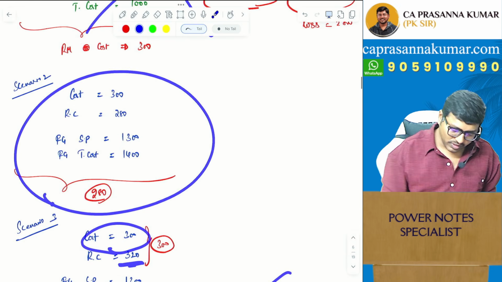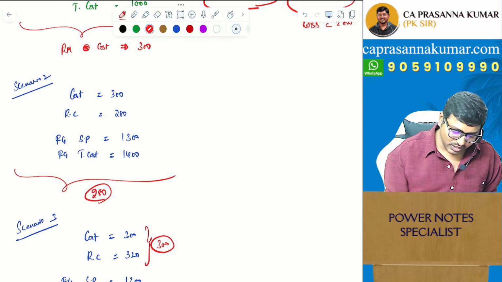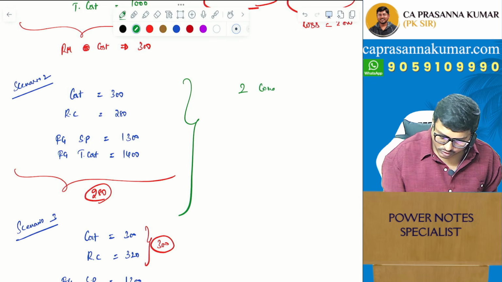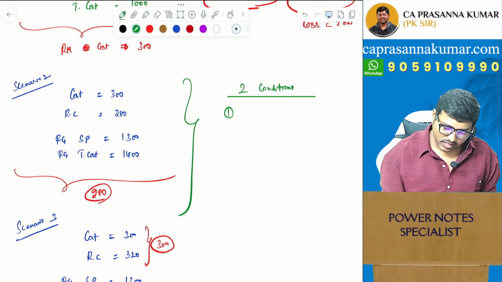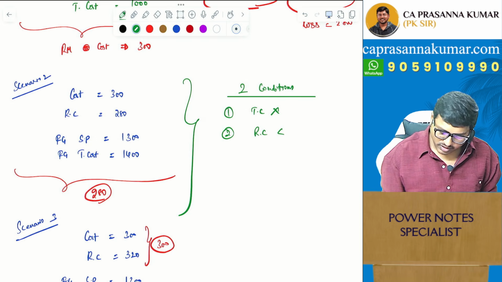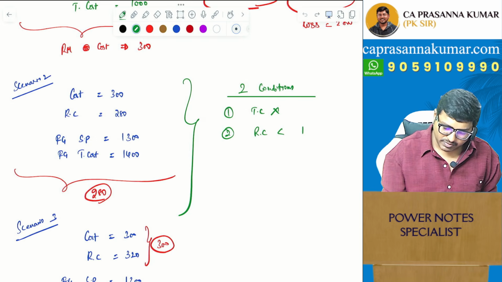In this case only there is write down. So write down of raw material will happen if two conditions are satisfied cumulatively, not just one condition. What are those two conditions? One, you are not able to recover your total cost. Two, your replacement cost should be less than your normal purchase cost of the raw material.